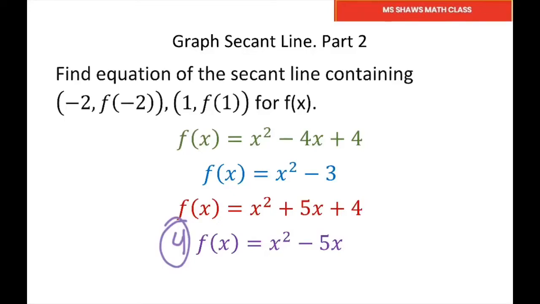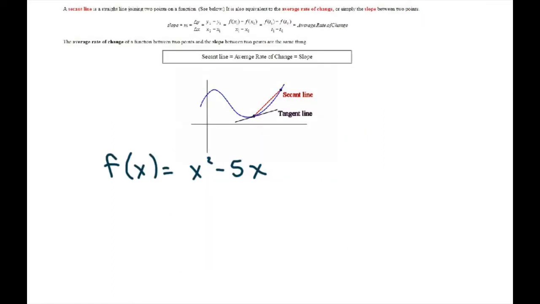Everyone. We're going to graph f of x, which is this number 4 here, and the secant line containing our x at -2 and 1. And we're going to have to find the y and find the equation of the secant line. So here's our function. The secant line is just the average rate of change, which equals the slope. Here's a little diagram showing the difference between secant line and a tangent line. And we want the rate of change from -2 to 1.